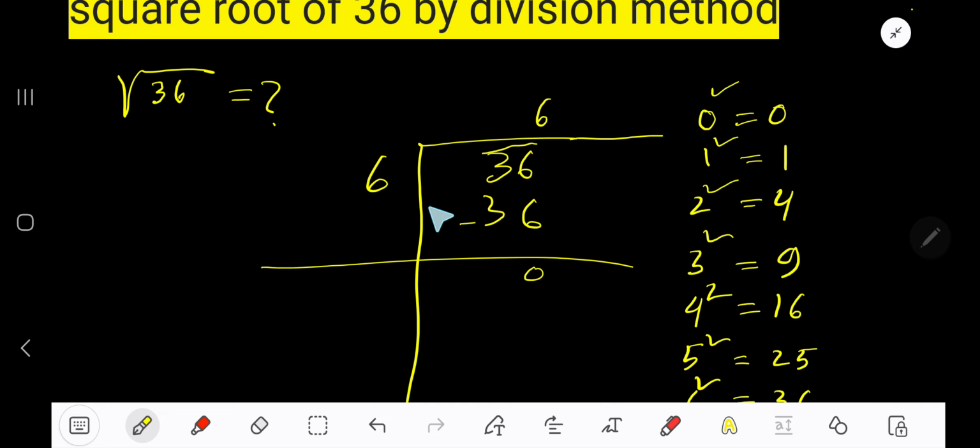Here you have written 6, so 6 will also come here, and add 6 plus 6, 12. As our remainder is 0, the square root of 36 is 6. To check, look, the double of the quotient will be your new divisor, 6 plus 6, 12. So our answer 6 is correct. So the square root of 36 is 6.